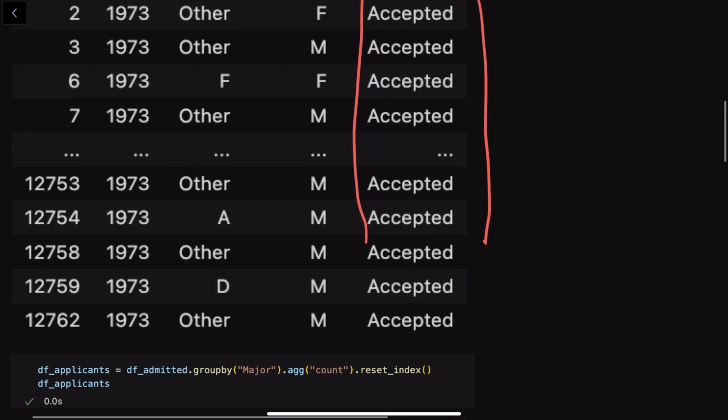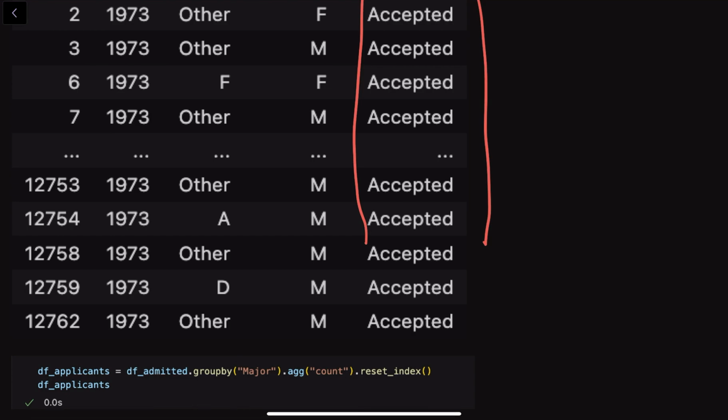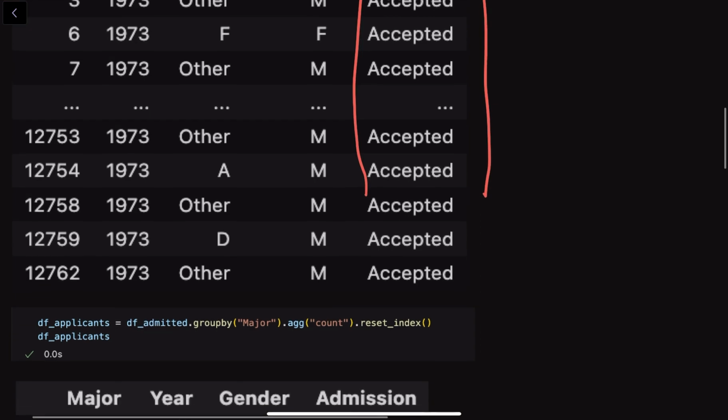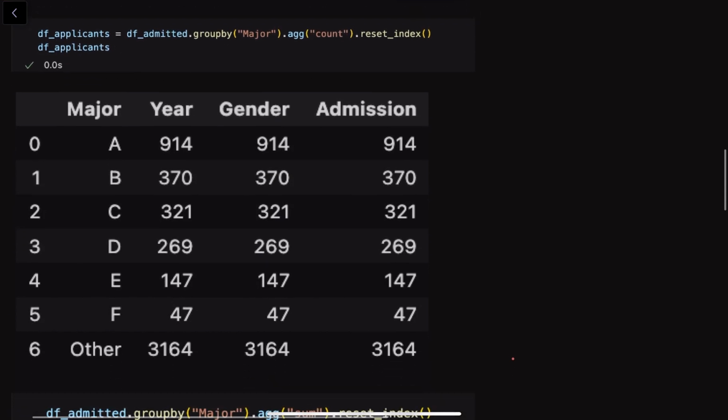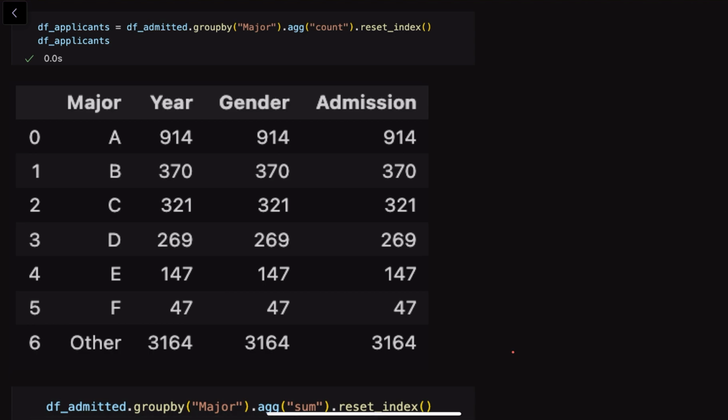So now that we have all the accepted students stored into our data frame DF admitted, we're going to group by major and aggregate by count. So if that didn't really make a lot of sense as to why exactly we're doing that, it might make more sense if we actually take a look at what exactly is returned. So as you can see here, we have our 7 majors, as well as the count of how many rows essentially are there per major out of all the people that were accepted.